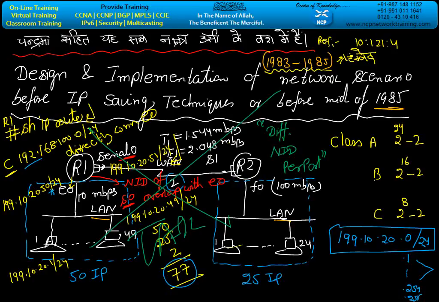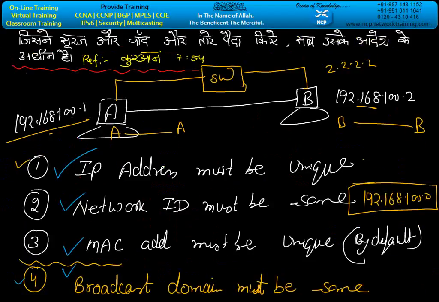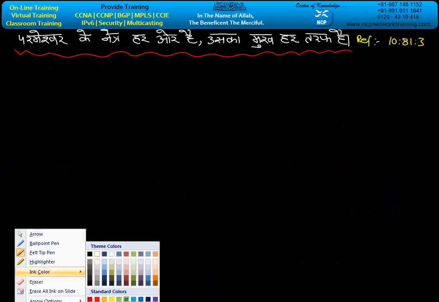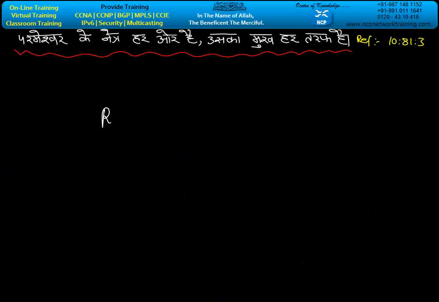Then what will happen in that phase? Can we communicate with machines in different locations or not? Yes, we can communicate with machines in different locations, but we require more IP addresses. How many IP addresses do we require? Consider R1 and R2.